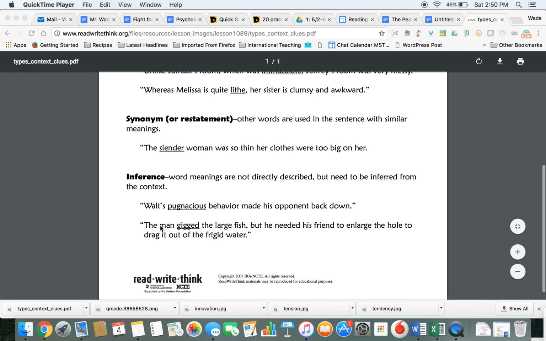This sentence says, "The man gigged the large fish, but he needed his friend to enlarge the hole to drag it out of the frigid water." So again, we don't know what this word means right away, but by reading the rest of this sentence, his friend had to enlarge the hole to drag it out of the frigid water. So I'm going to infer that this means that the man caught the fish. So I think gigged means to catch something.